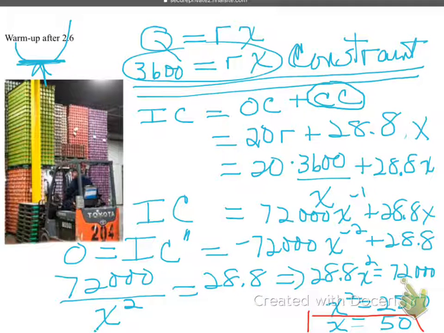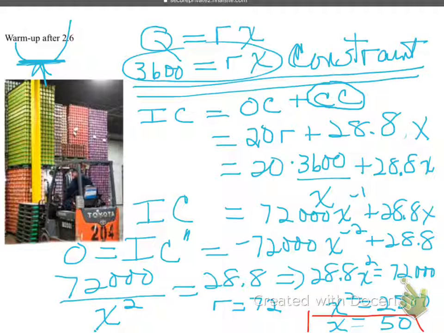How do I get my R back? The way you get your R, and x's in cases, is to plug it back in your constraint, just like we always would do in previous examples in other sections when we were optimizing. So I'm just going to state it, 3600 equals R times x. Divide both sides by the x that you have, which is 50, and you should end up with R equals 72 orders. So you're placing 72 orders a year, and each order consists of 50 cases.